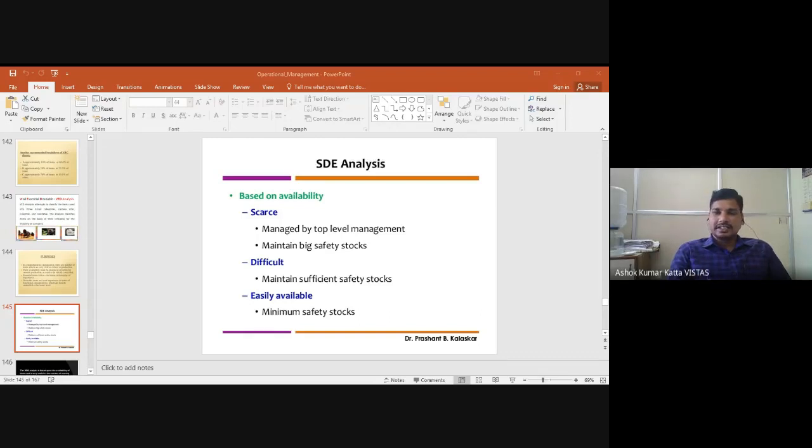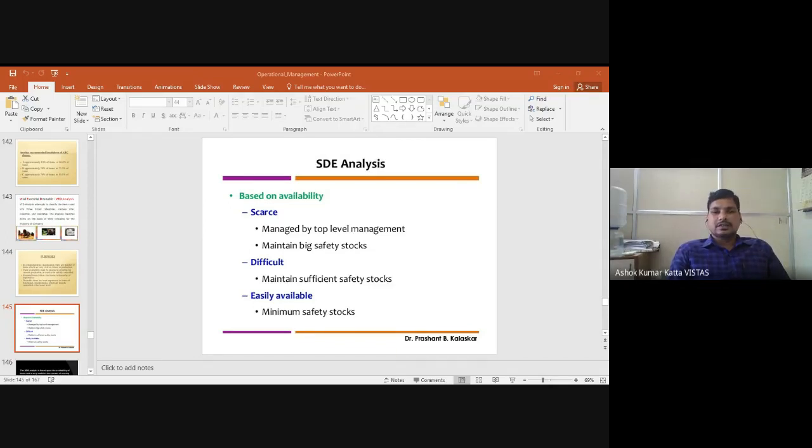Once you get these materials, it is the responsibility of the inventory manager to provide the utmost safety for them, following the inventory management guidelines and regulations strictly, because if these materials are lost, it is very difficult to get hold of them again. For scarce resources, usually top level management is involved in buying them. Second one, difficult.